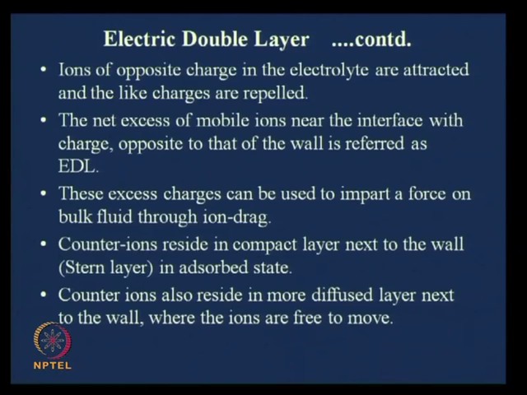What we discussed in the last class, quickly through this PowerPoint slide: ions of opposite charge in the electrolyte are attracted and the like charges are repelled. The net excess of mobile ions near the interface, with charge opposite to that of the wall, is referred to as the electric double layer. These excess charges can be used to impart a force on bulk fluid through ion drag. That is exactly what I mentioned here.